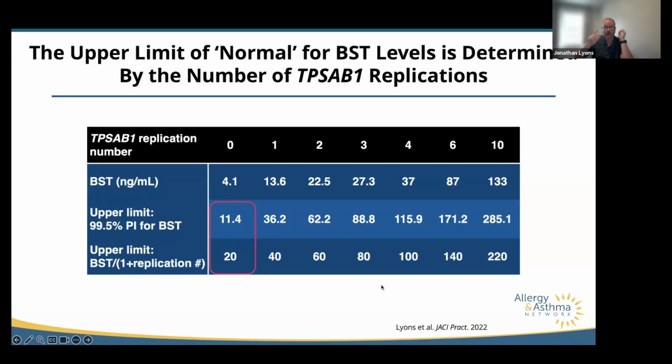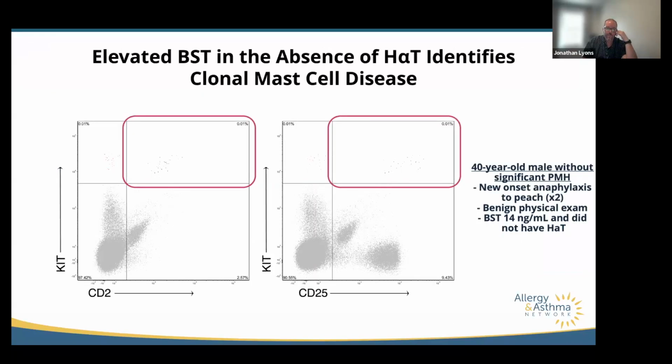Although I'll show you at the end a link to an online tool we have developed, so you don't have to memorize any of these numbers. You can just put in your patient's genotype, their BST level and baseline serum tryptase level, and it'll spit out whether they're below or above this line.